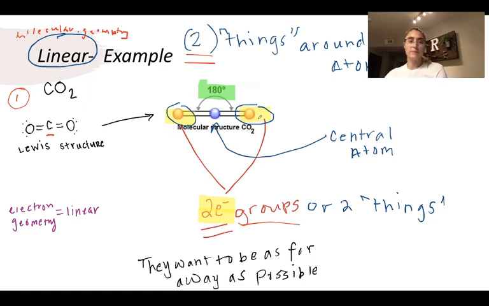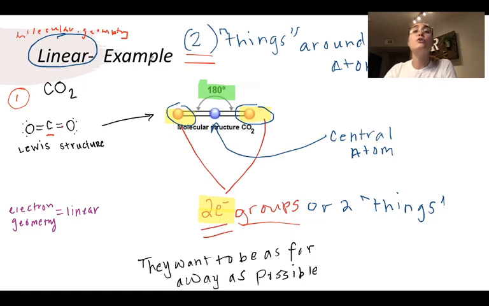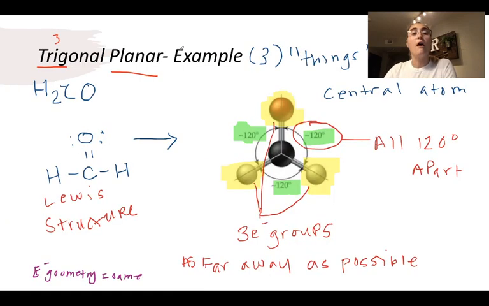So that's linear. Now this next one we're going to look at is trigonal planar. Trigonal, or tri, you should think of three, and plane means they're all existing on the same plane. So if it's trigonal, that means there are three things around the central atom. On the last slide, we said there are two things around the central atom. On this one, there are three things around the central atom.